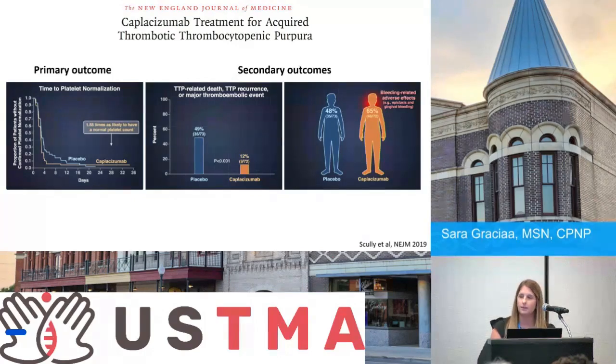Now, since caplacizumab works by preventing clot formation, we know that increased bleeding is a known potential side effect. So as expected, the group that received the caplacizumab did have a slightly higher bleeding rate, of about 65% compared to 48% in the placebo group. Now, I should say these events were relatively mild to moderate and primarily consisted of nose bleeding and gum bleeding. So this data really demonstrates the safety and efficacy of caplacizumab in the treatment of immune-mediated TTP.